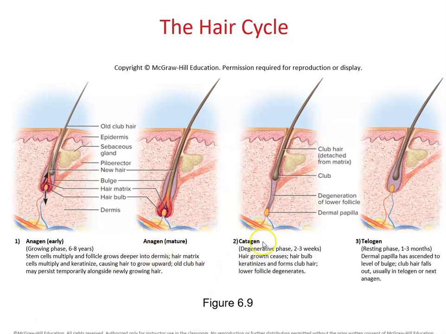During the catagen phase, the hair stops growing, the bulb at the end of the hair keratinizes, so right here is going to keratinize, and the follicle is going to break down. During telogen phase, this is a resting phase, the club hair is going to fall out, and it's going to take some rest, regain its nutrients, and then it'll go back to the anagen phase.